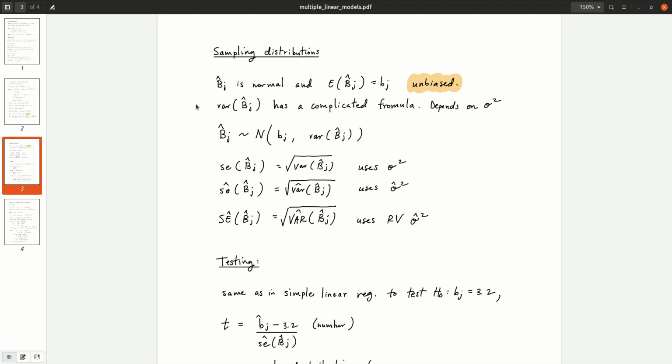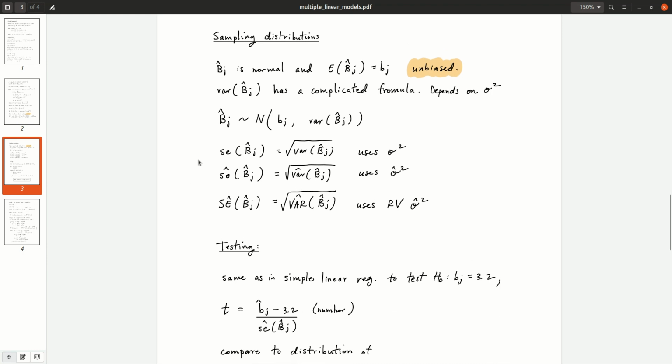The other quantity we have to work out when we say something has a normal distribution is the variance. All I'll say about that is that the variance of this thing has a complicated formula. It depends on sigma squared, but does not depend on the responses. Okay, so putting that together, big B hat j has a normal distribution. It's unbiased, meaning that its expected value is the thing we're trying to estimate, little b sub j. And there is a formula for the variance that I'm not giving you here.